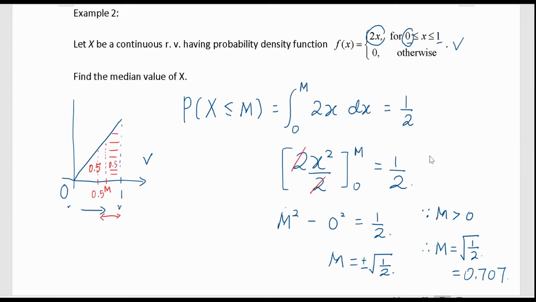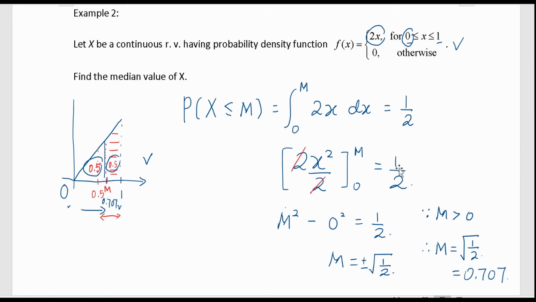The median is a value at here slightly greater than 0.5 and less than 1. So 0.707. So this value is the median and it cuts the area under the graph into 2 equal halves. Right? That is how we calculate and find out the median.